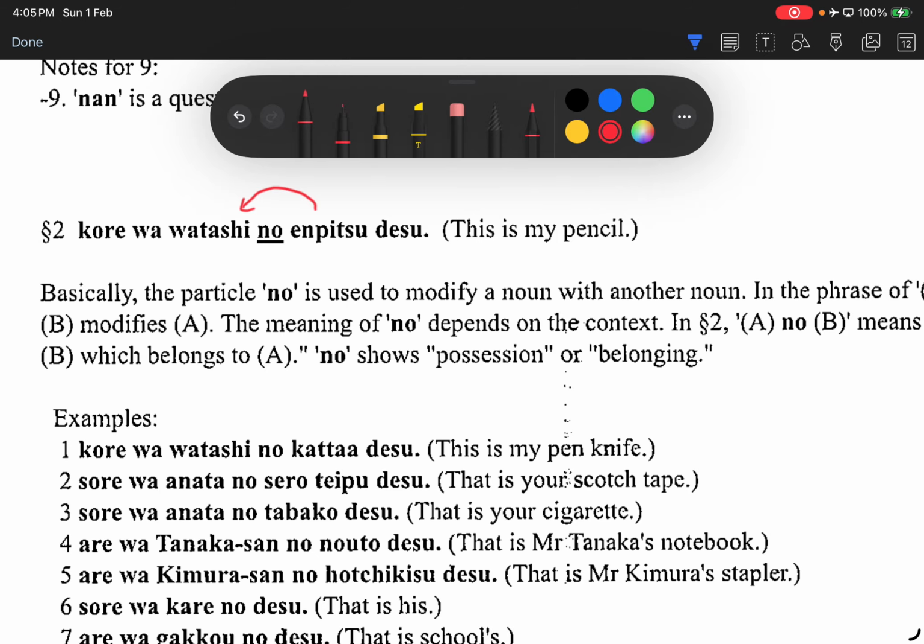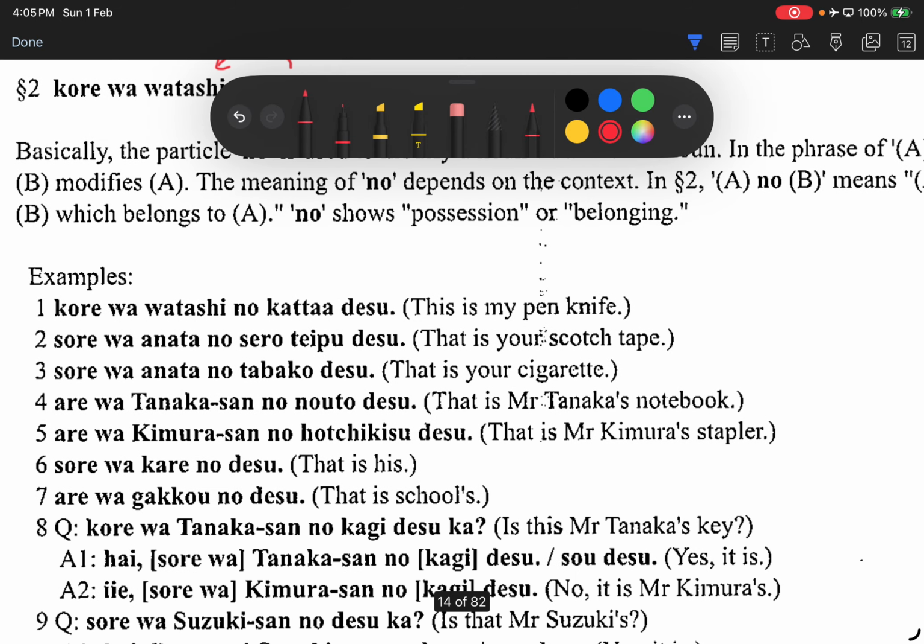Okay? And then example 1. これは私の肩です. Right? 私の肩です. So this is my pen knife. Number 2. それはあなたのセロテープです。So あなたの means yours, right? あなたの 你的, right? 你的セロテープ. So your セロテープ. Number 3. それはあなたのタバコです。So あなたの your, right? Yours. So your タバコです。So your tobacco, your cigarette. So belonging to you.